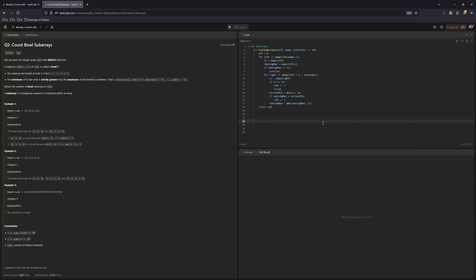Minimum of its 2 ends is strictly greater than the maximum of all elements in between. This is kind of like mountain arrays, sort of. I mean, it's like the opposite, but it's sort of the same. There's no way. Maybe with 20 minutes, there's no way.